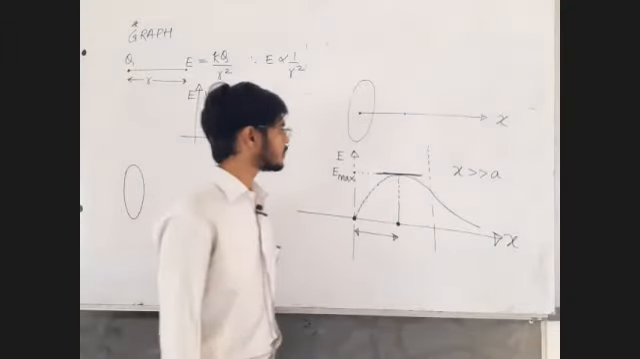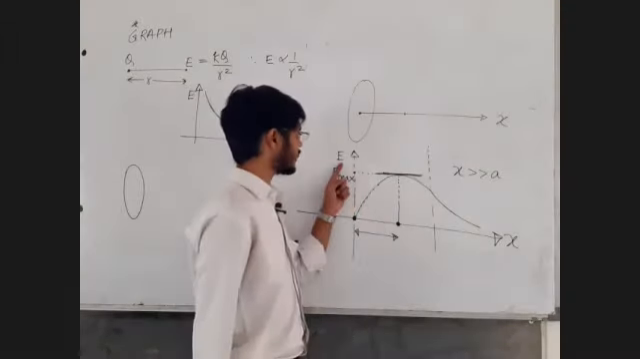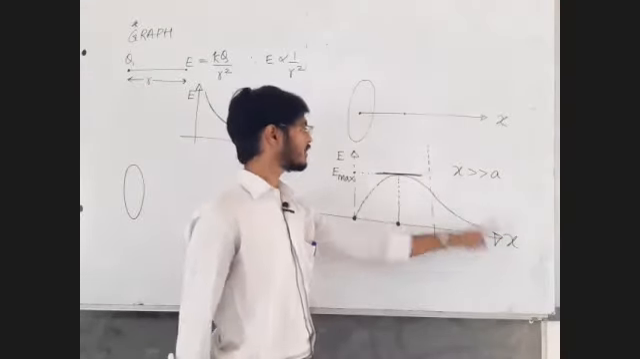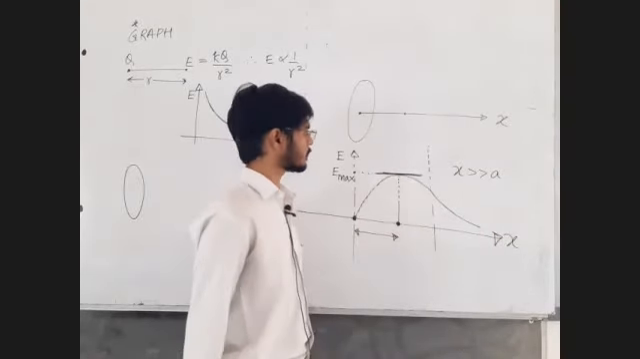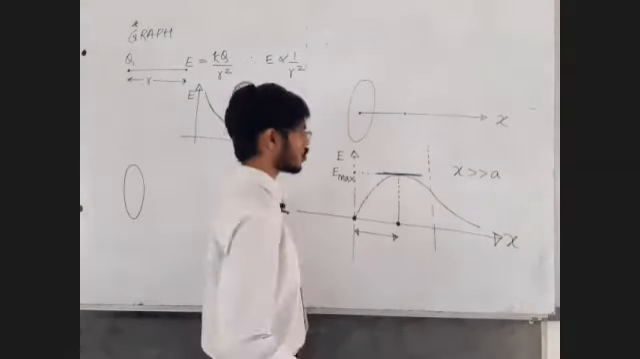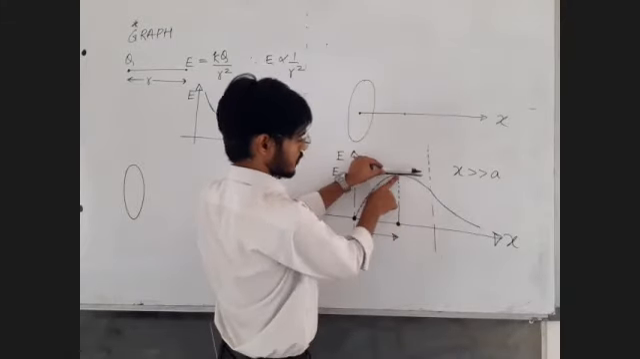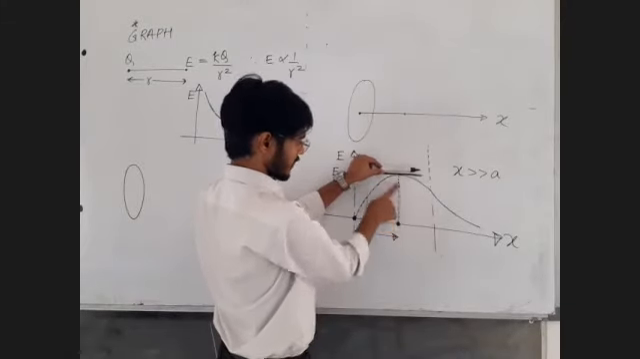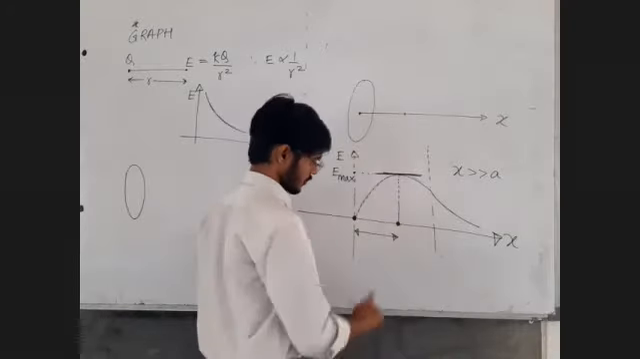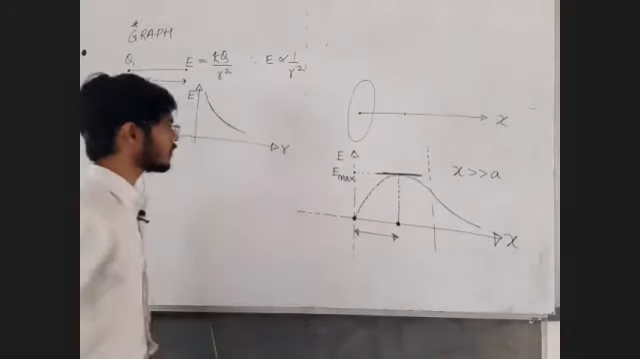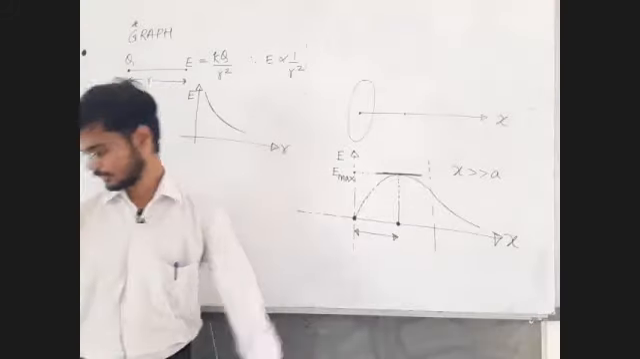So the slope of this tangent is 0. Fine. So find the derivative of electric field with respect to x, dE by dx. Equate that derivative to 0. Derivative 0 means slope 0. Slope 0 means which point? This point, because at this point the slope is equal to 0. Then what is this value of x? Yes, we can find out. How to do that? Let's do that.